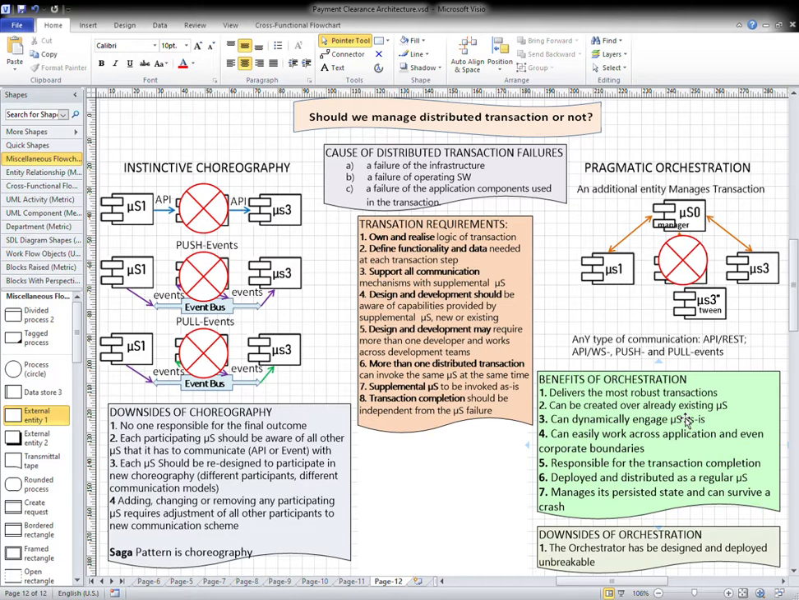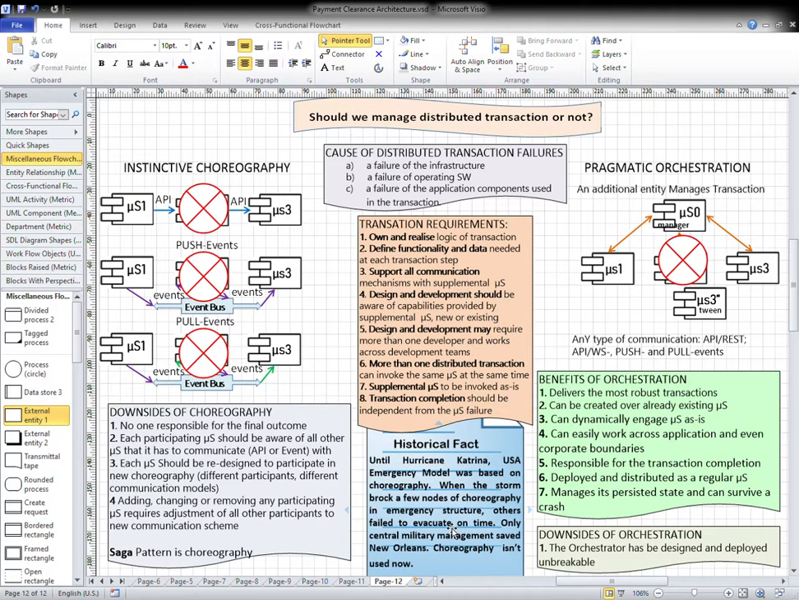This is the end of the presentation, but I also would like to show you at the end a historic fact where choreography implemented in the real world terribly failed.